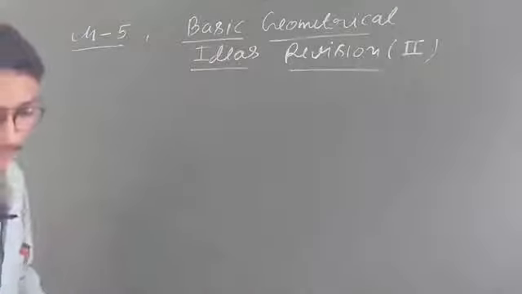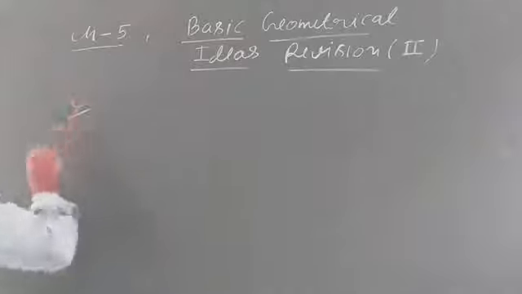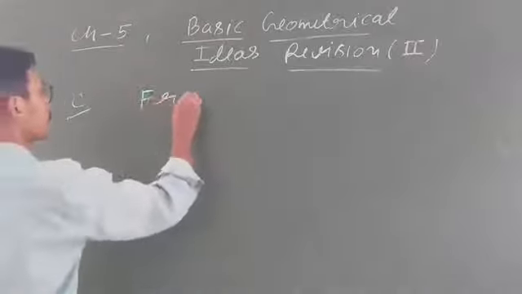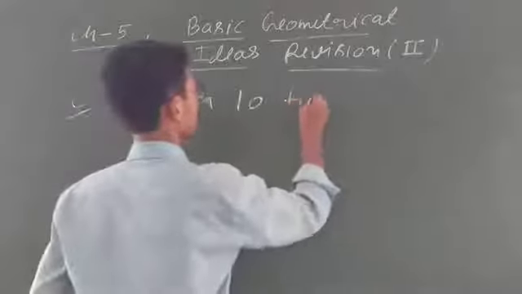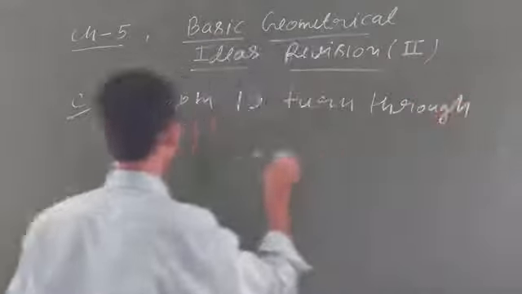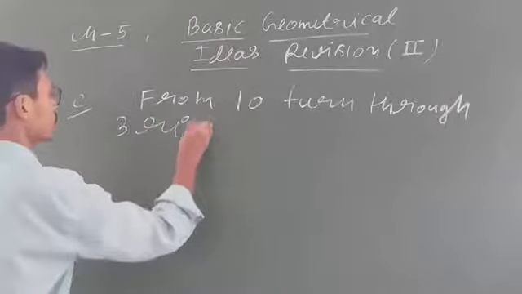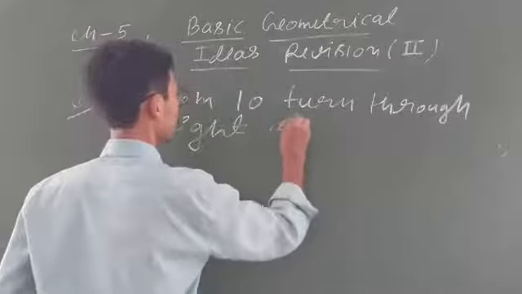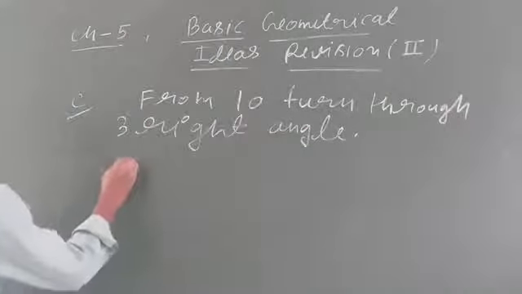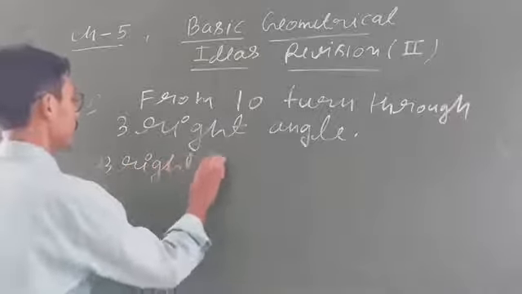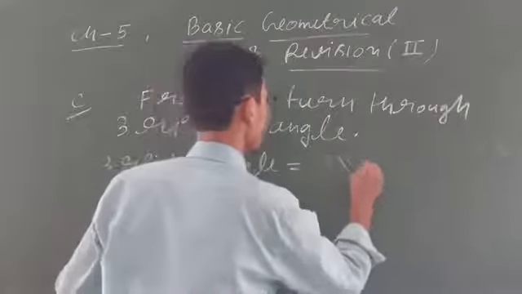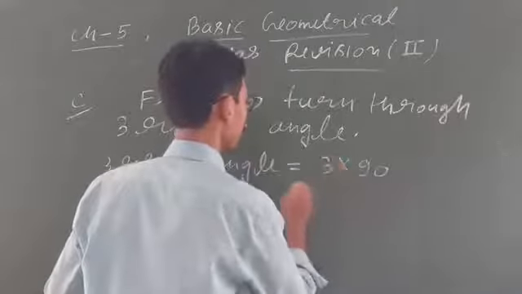See, what is given? Question number C I am going to take. From 10 and turn through 3 right angles. Clear everyone? You see, 3 right angles is given. So you know that 3 right angles is equal to 3 multiplied by 90 degrees. Clear?